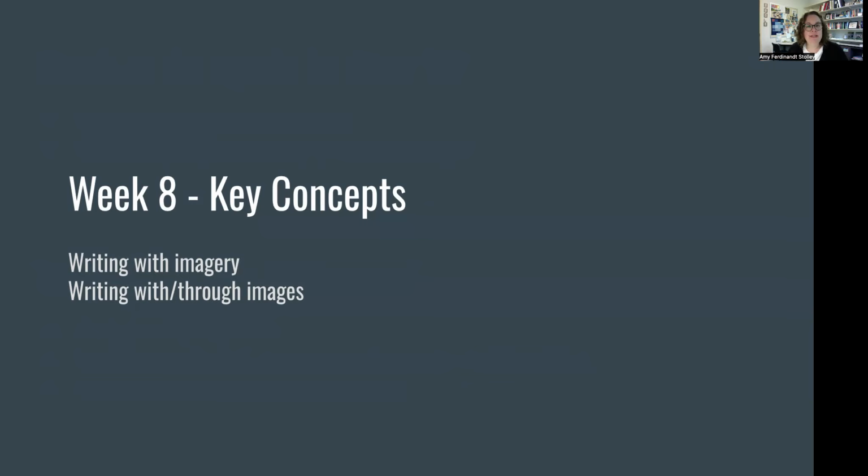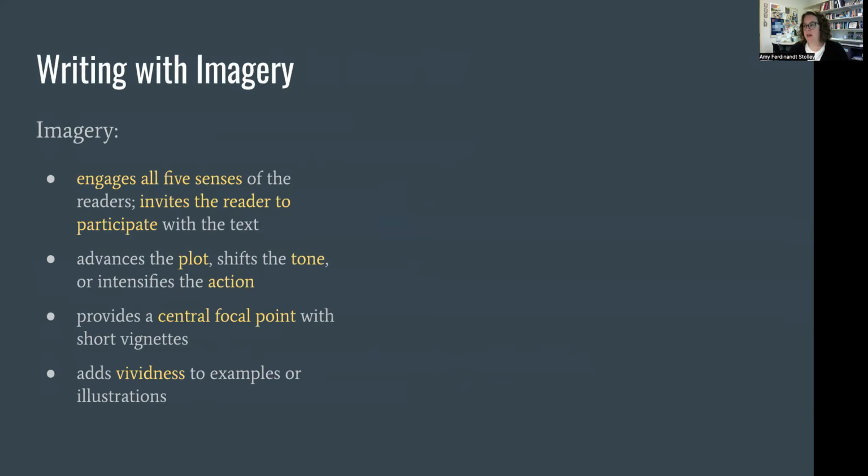but also thinking about writing with and through images. When we're talking about writing with imagery, we're really thinking about the way that we can use language to create images in the reader's mind. The reason this is so powerful is that images can engage all 5 of the senses of the readers, and it invites them into the text, to participate in what it is that you're describing. Imagery can also advance the plot, shift the tone, or intensify the action, depending on what you're trying to describe.